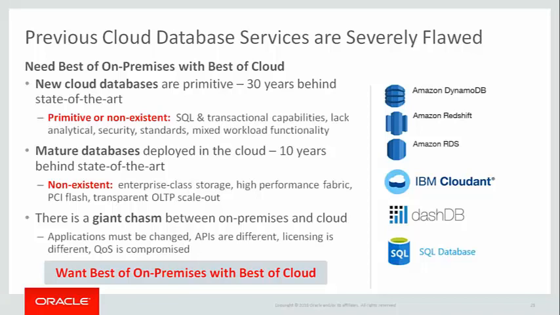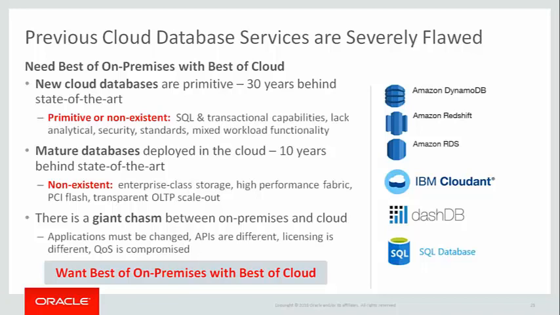And even the mature databases that are deployed in clouds are 10 years behind the state-of-the-art technology because they don't have enterprise class storage. They don't use high-performance fabric. They don't have PCI flash, or they don't have transparent OLTP scale-outs. So in a nutshell, there's a giant chasm between some of these on-prem databases and their cloud offering, and applications must be changed before they can move to the cloud. APIs are different between their on-prem offering and the cloud offering. The licensing model is different, and the quality of service is often compromised.